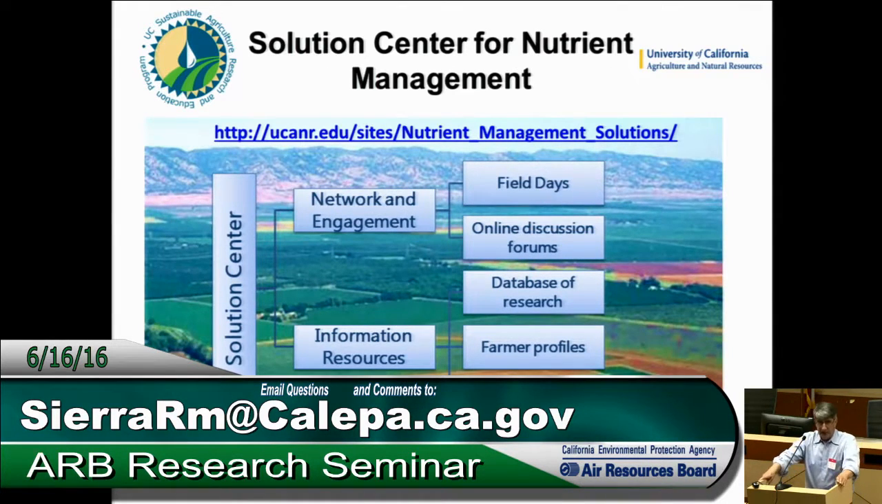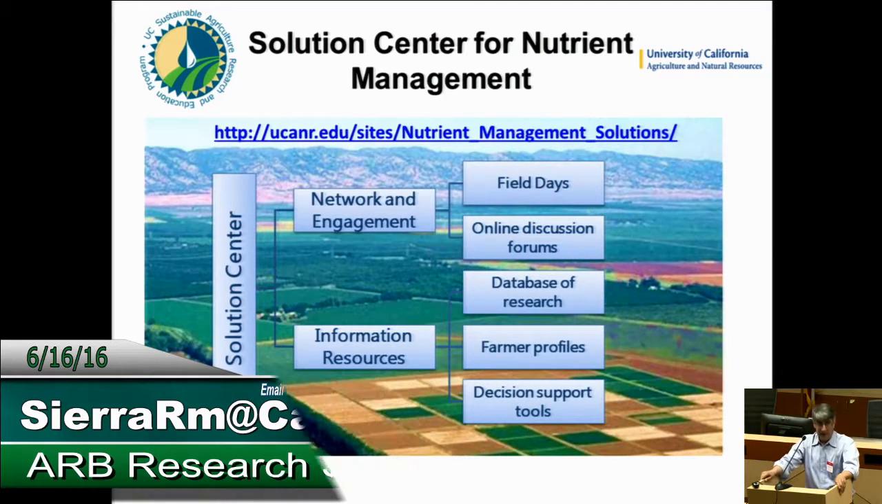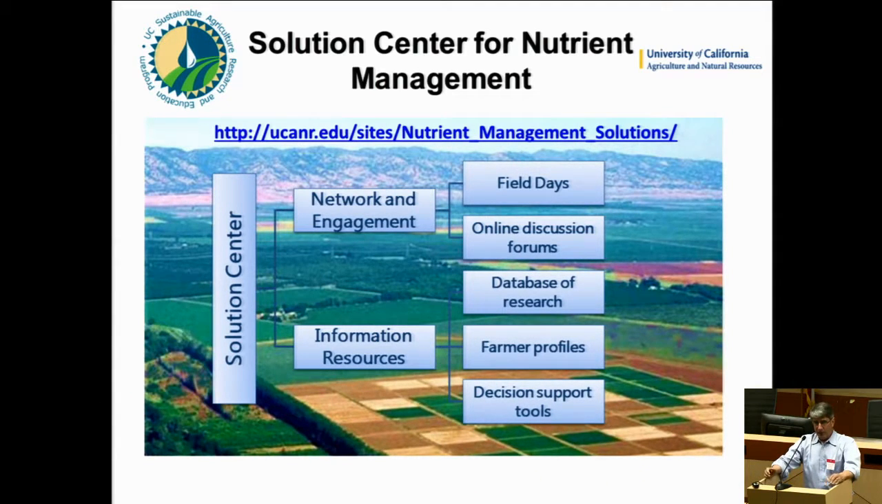Before I take questions, I would also like to introduce two resources. This one can easily be found by Googling the Solution Center for Nutrient Management. It's a UC SERAP site, and all our greenhouse gas research results are there. There's a big database, and published studies have been summarized and translated into lay language. So it's a good source of information that has specifically information about greenhouse gas emissions in agriculture.